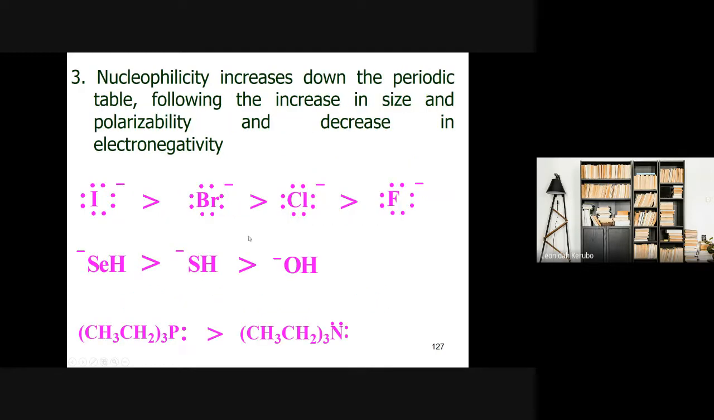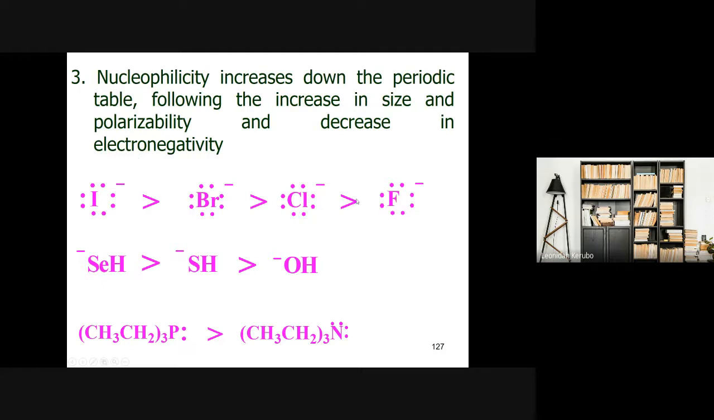Number three, nucleophilicity increases down the periodic table following the increase in size and polarizability, and also the decrease in electronegativity. We've already highlighted in part two that a decrease in electronegativity leads to an increase in nucleophilicity. So as you move down a column in the periodic table, as in group 7, the halogens, you find that nucleophilicity increases down the periodic table. Fluoride is the smallest ion, followed by chloride, followed by bromide, and the largest is iodide.